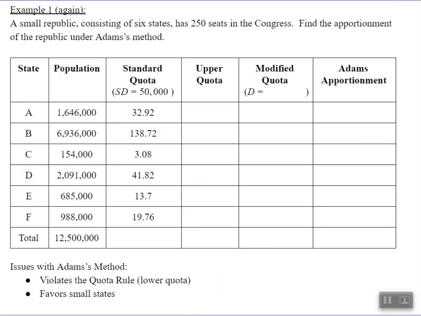So let's look at the same scenario. We have this same small republic, 6 states, 250 seats in Congress. I've copied stuff from the previous example that's the same. The total population is still the same, the standard divisor is still the same, the standard quotas are still the same. So let's go to our spreadsheet.